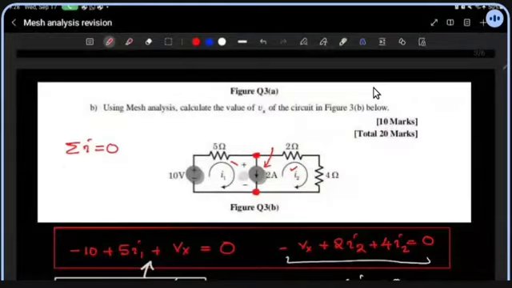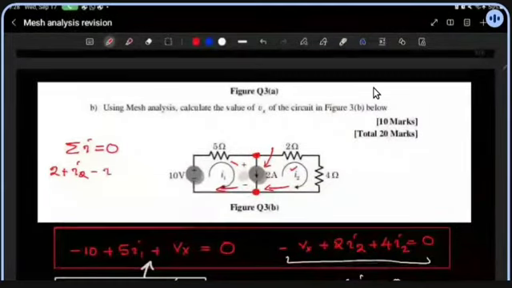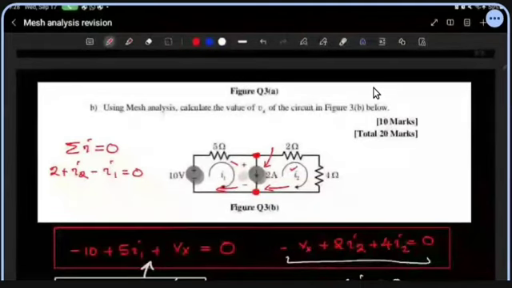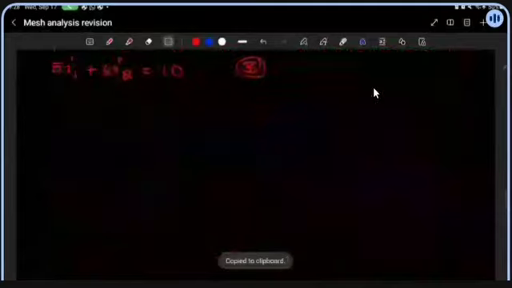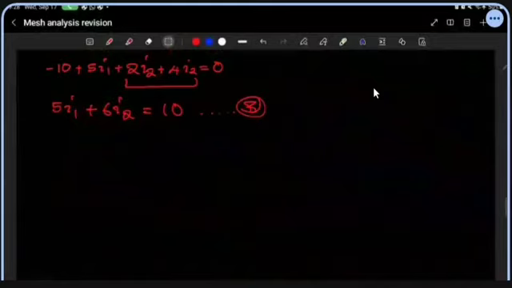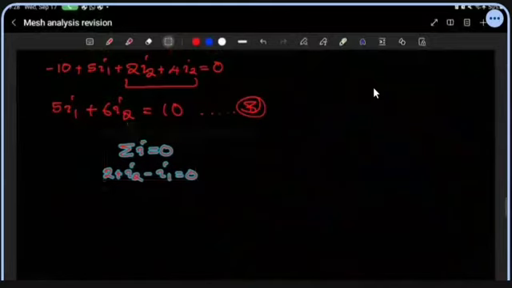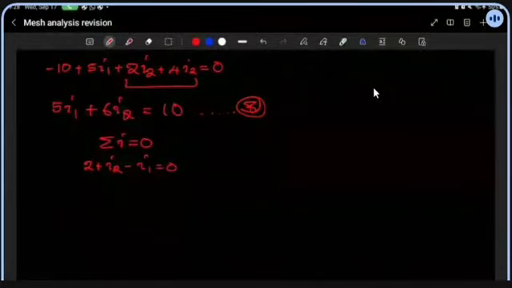The 2 amps enters, so it will be positive. I2 as well enters, the mesh current I2 enters, so it will be positive. The mesh current I1, however, is leaving that node, so it will be minus, is equals to 0. We see that we get the second equation relating I1 and I2. We can make I1 subject here.